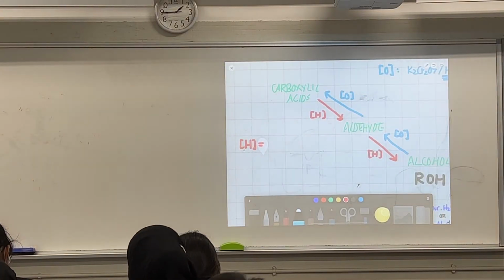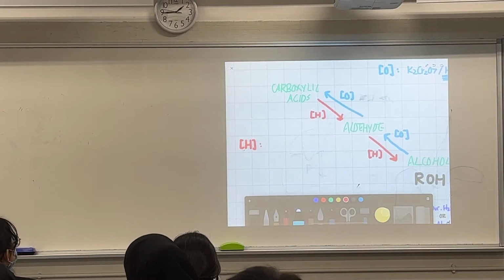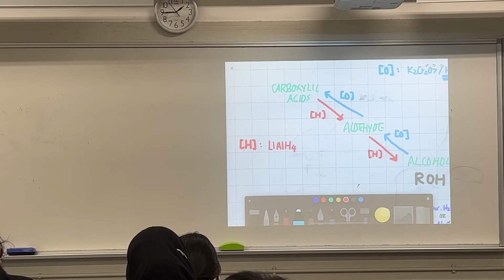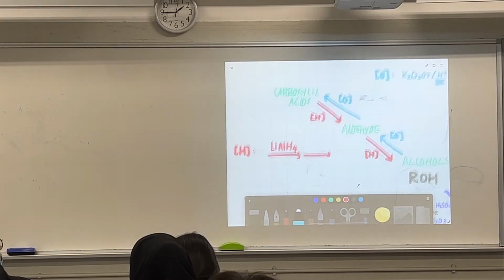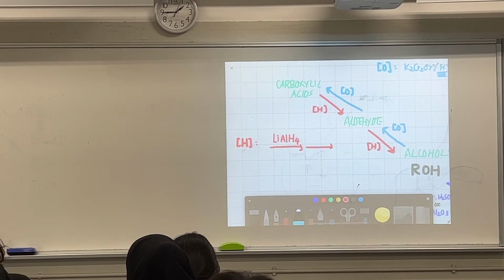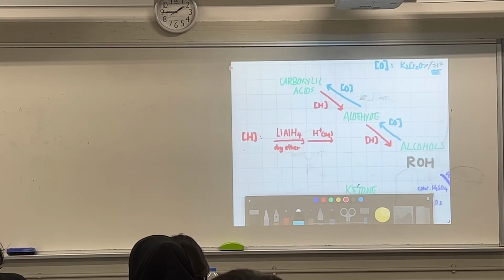If I were you, I would also write out the formula instead of stating the name. The name is lithium aluminum hydride. Very, very long word. You don't have time to write it all in the exam. Just write down the formula. LiAlH4 in dry ether. So you will need to write it as two separate steps. Okay, so LiAlH4, dry ether. The second step is to add H plus in aqueous condition.